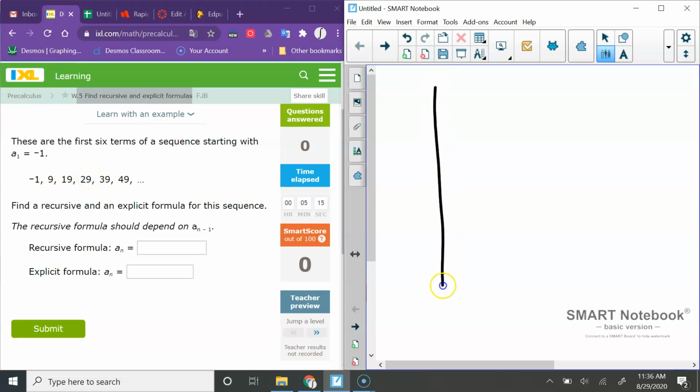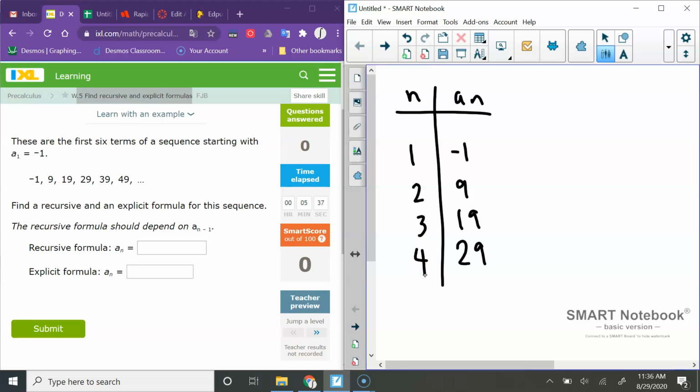So for this first one, I'm going to make a table really quickly. So my n and my a sub n would be here. So I know I have -1, 9, 19, 29, and so on. A sub 1 is -1, so that's my first term, second term, third term, fourth term, and so on.